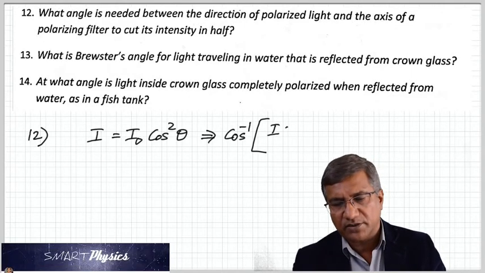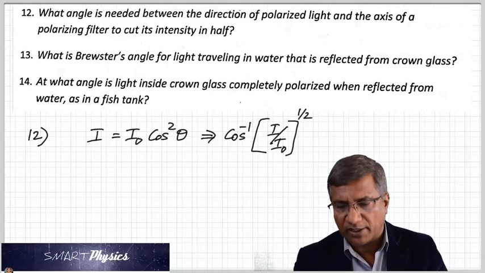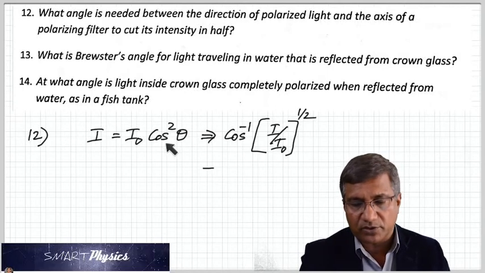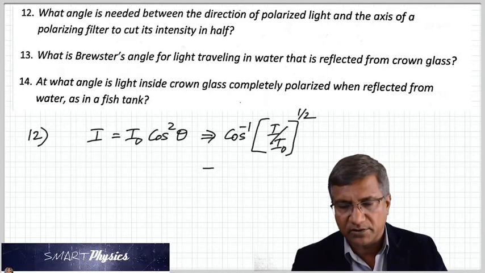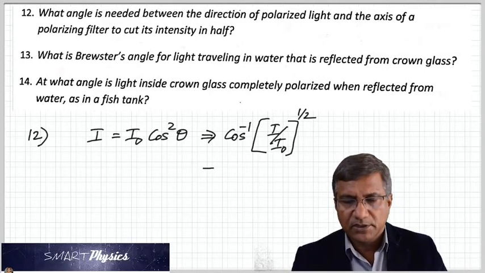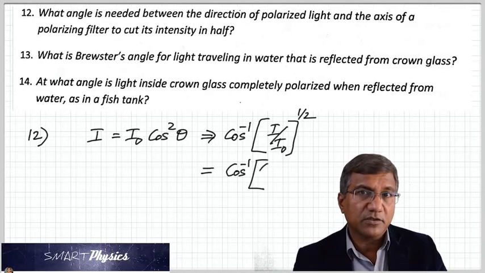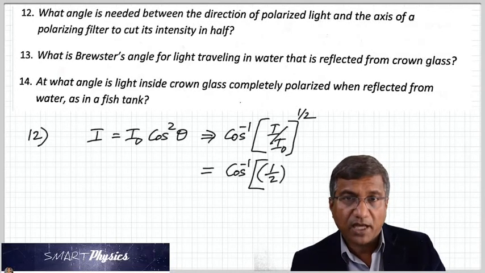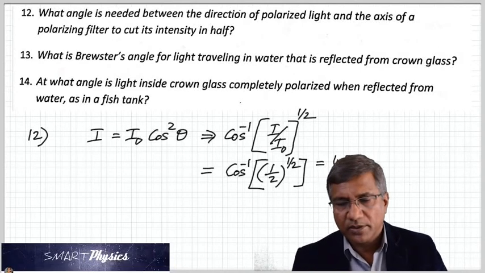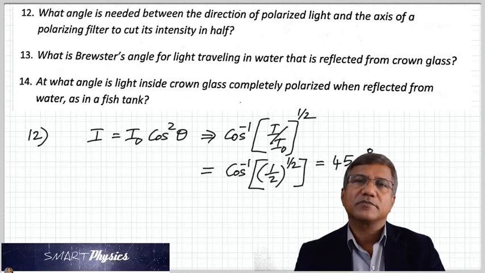So theta is cosine inverse of (I by I naught) raised to half. Now, raised to half means you're taking the square root. Because you have cosine square theta there, you've got to take the square root. That's what you mean by raising it to half. So what's I by I naught? I by I naught is going to be, come on, half. Because I is half of I naught. So when you do the math, you're going to get 45 degrees.